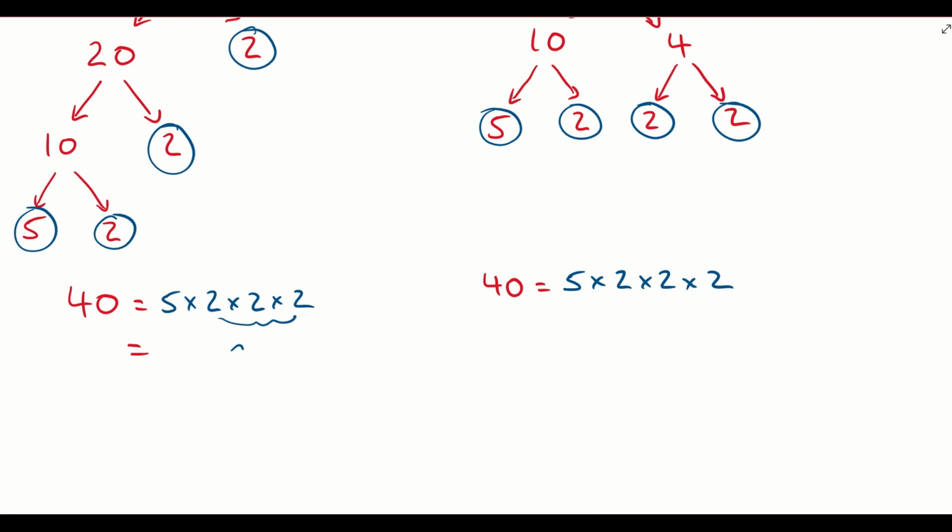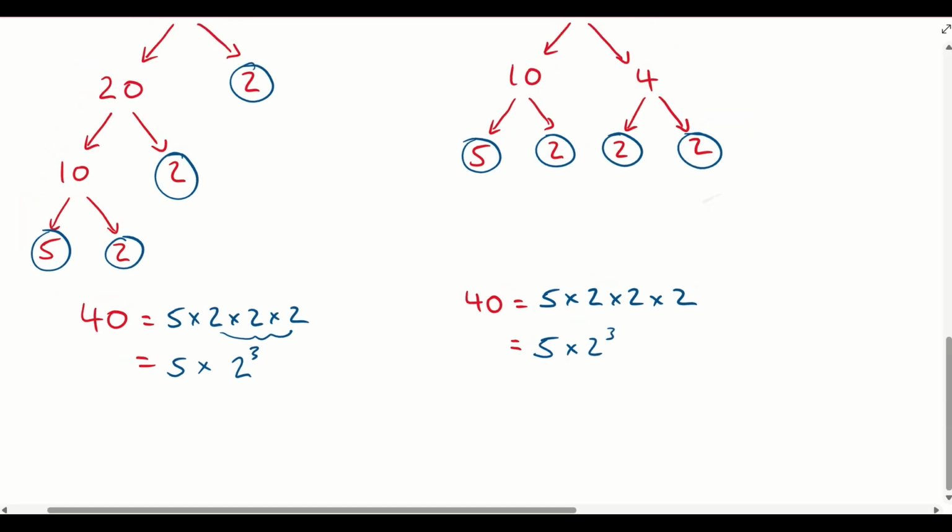Now, this could be written if we group all of our 2's together. So base number 2 multiplied by itself 3 times. So our final answer, 5 times 2 to the power of 3. And on this side, once again, the exact same, 5 times 2 to the power of 3.